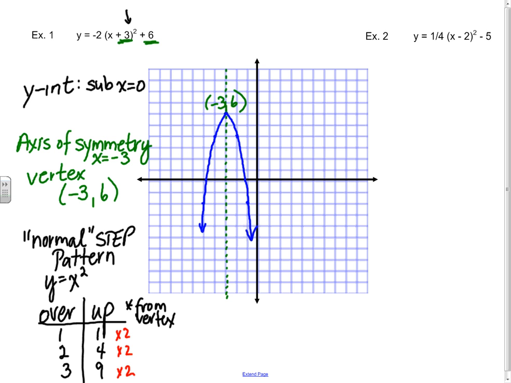If I put a 0 there, I have just a 3 in the brackets. 3 squared is 9. Minus 2 times 9 is minus 18. And minus 18 add 6 is minus 12. My y-intercept is, as a point, (0, -12).